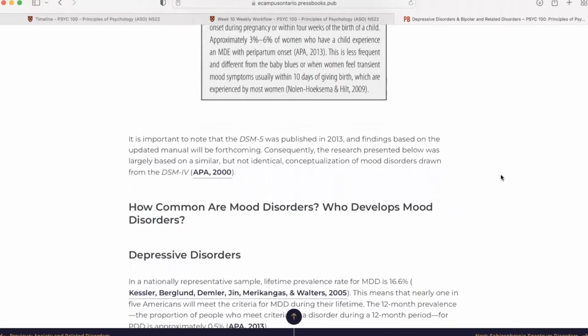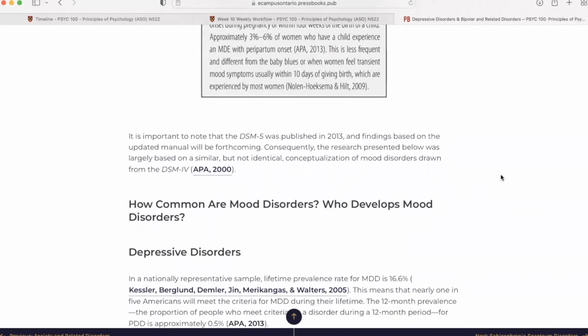It is important to note that the DSM-5 was published in 2013, and findings based on the updated manual will be forthcoming. Consequently, the research presented below was largely based on a similar but not identical conceptualization of mood disorders drawn from the DSM-4.